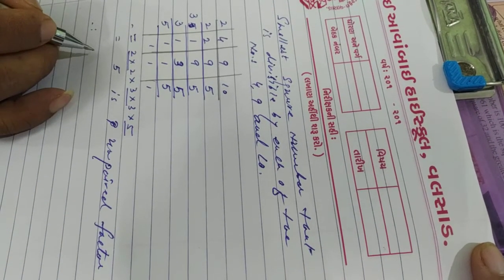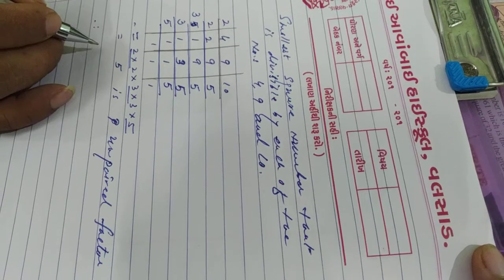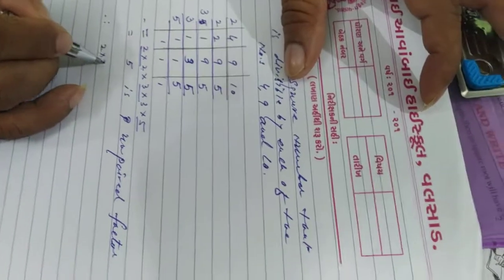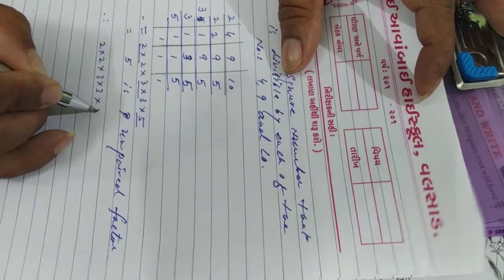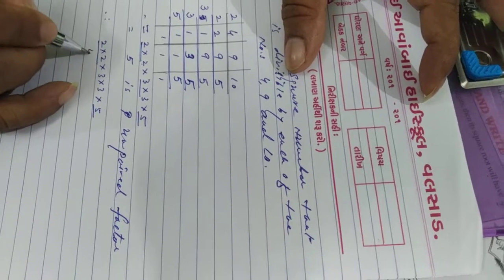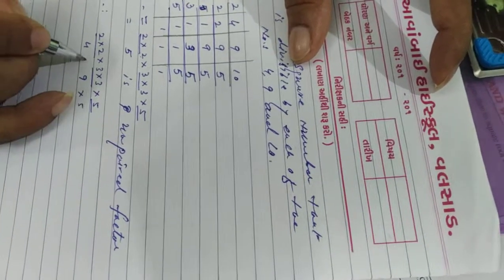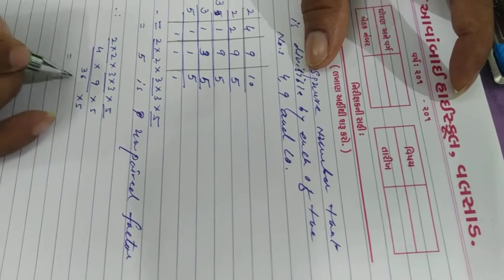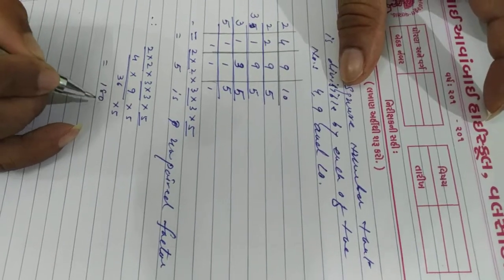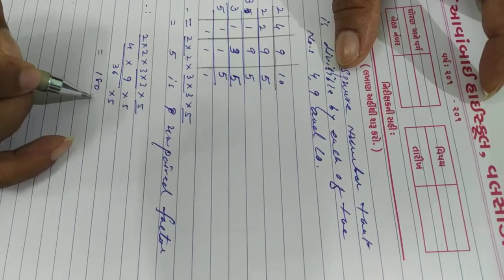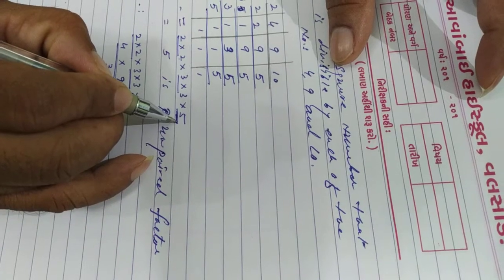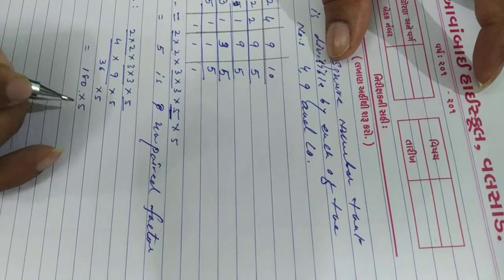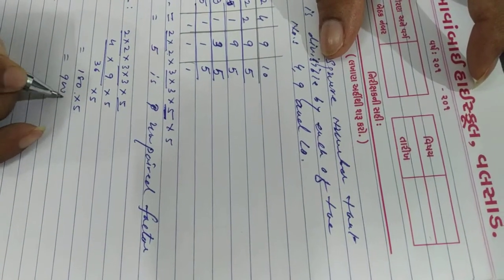So therefore, 2 multiply 2 multiply 3 multiply 3 multiply 5. 5 is unpaired, right? So 2 2s are 4, 3 3s are 9, multiply 5. 4 9s are 36, right? Multiply 5. Now 36 5s are 180, right? So it is unpaired. So what do we have to do? We have to multiply with what? 5. So 180 multiply 5. So what do we get? 900.